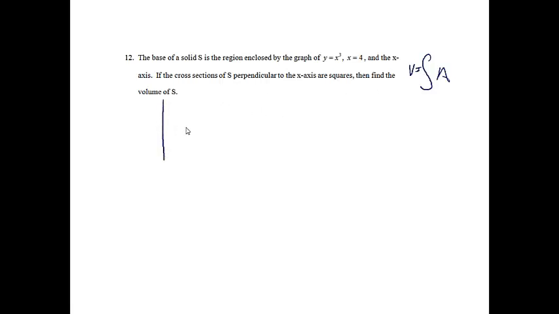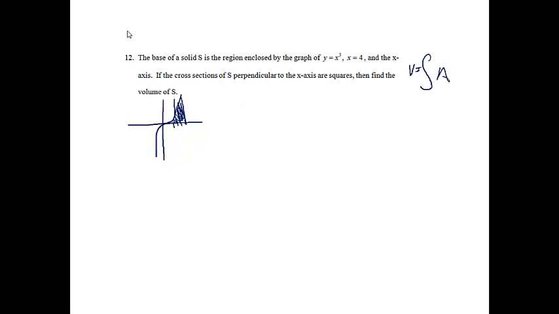Right, I'm going to go ahead and draw a picture. x cubed looks like this, and x equals 4. Not quite as steep, it's going to look like that. So I know that this is the area in question. The cross sections will be perpendicular to the x-axis, so they'll be going up and down, and they're going to be squares.